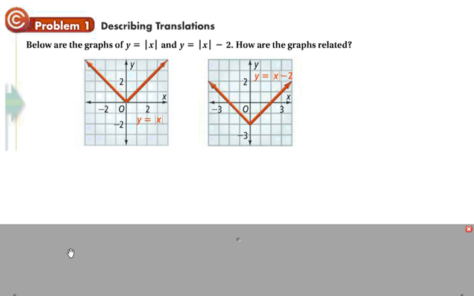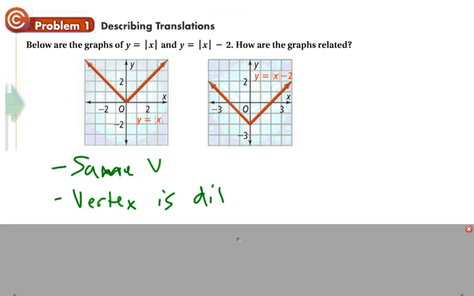Problem 1 says, below are the graphs of y equals the absolute value of x and y equals the absolute value of x minus 2. How are the graphs related? Look at them both and see if you can see any similarities and differences. I would start off by saying that they both have the same V. The only thing that's different is the vertex. If you look at it, it's just 2 lower.